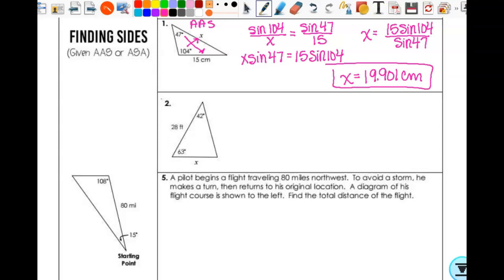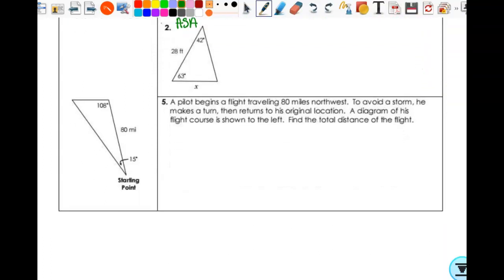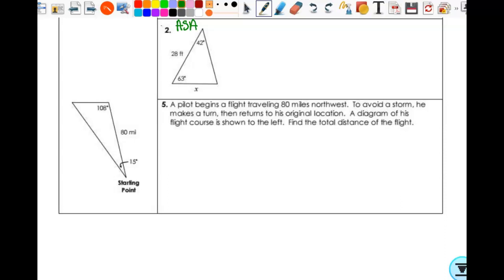All right. So let's look at number 2. I, again, am given 2 angles and a side. Is this side included in these 2 angles? Yes, which makes this one angle, side, angle. What's the difference? Honey, I don't know how you got through geometry. All right. So I'm looking for x.